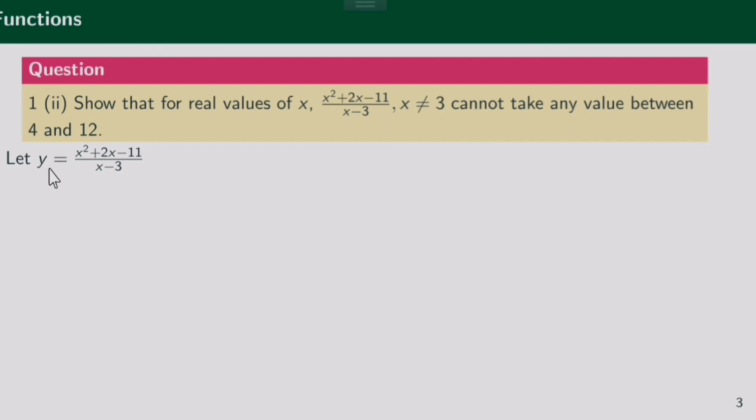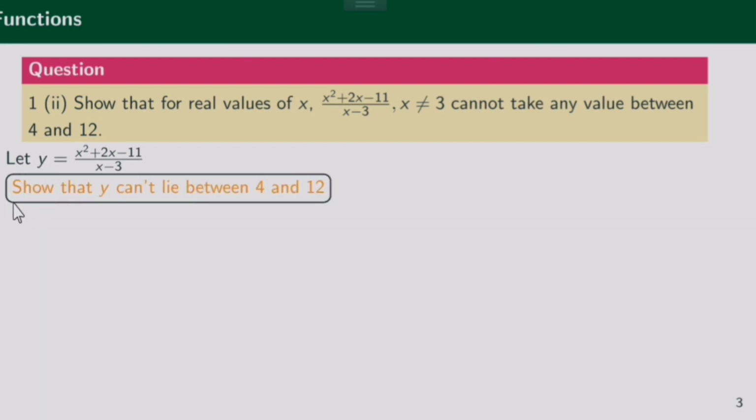Now I will just rearrange it into a quadratic equation that has y. So I have to show that y cannot lie between 4 and 12. So let me reorder it by cross multiplying. y multiplied by x minus 3 is equal to this expression, just multiplied by 1, the denominator of y, and gives me this. Multiply out the bracket, I have xy minus 3y is equal to x squared plus 2x minus 11.